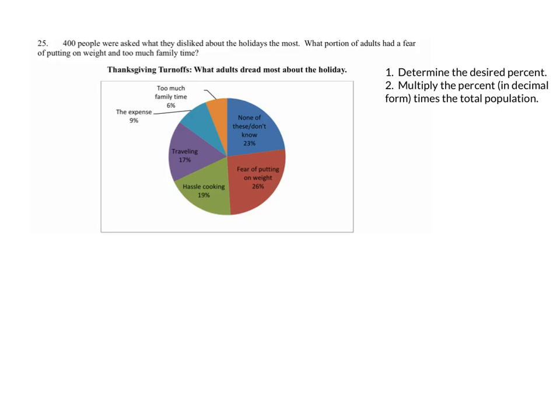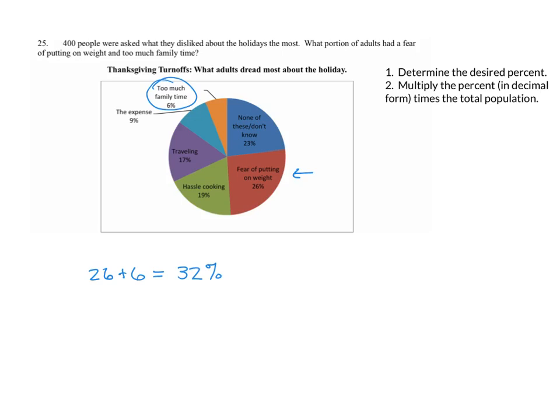So we want to start by determining the desired percent. So what are we looking at? We have fear of putting on too much weight, which is 26%, and too much family time, which is 6%. Total, this is 32% of our total.